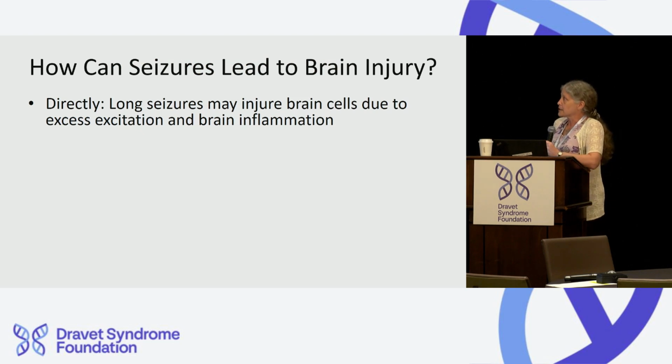So let's talk about how seizures could potentially lead to brain injury. They could do so directly. If you have a very long seizure, that can actually injure brain cells, and that's because there's a lot of excitation happening in the brain, and that causes inflammation of those brain cells, and that can lead to permanent brain damage.